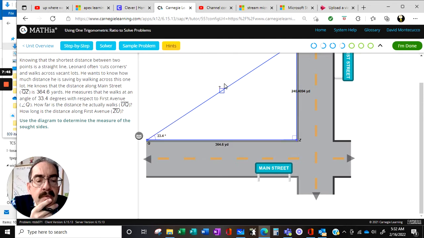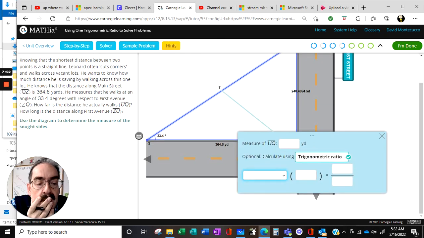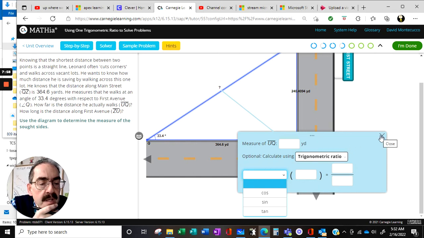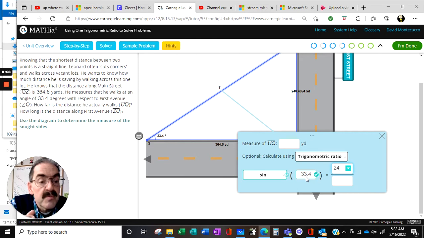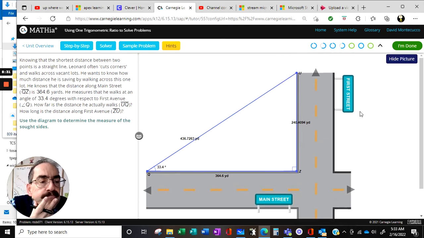Well, we're not done. We want to know this. Okay, so let's use trig. Yeah, we could do that trig, and then, that's fine. Cosine? Sine. The sine of 33.4 equals 240.4094 divided by x. So this is going to be 240.4094 divided by sine 33.4. There we go. Good.